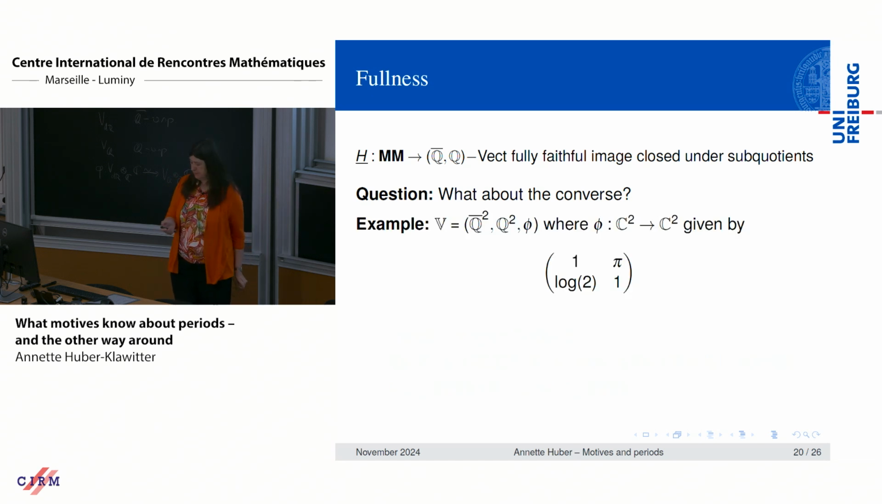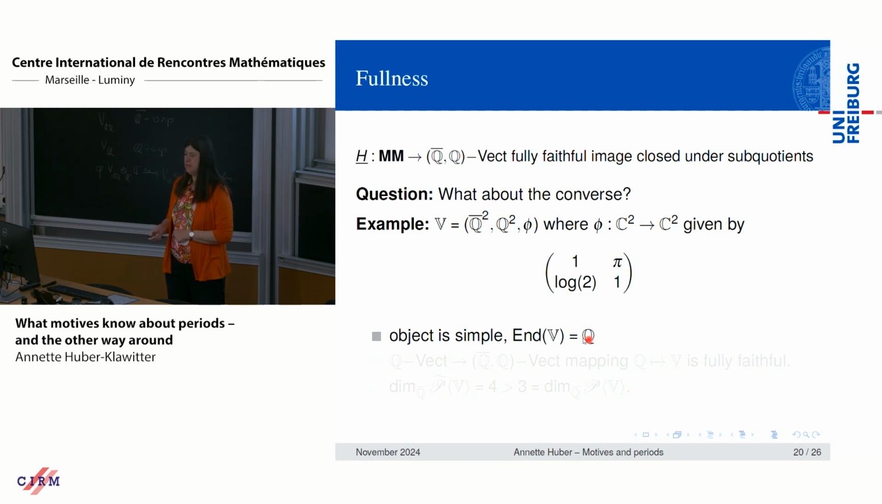Let's look at the example. So here, this is a particular Hodge-de Rham structure. It's a two-dimensional thing, so it has a two-dimensional Q-bar vector space, two-dimensional Q vector space, and then an isomorphism between the complex vector spaces. So I'm giving you a matrix. And this matrix looks bad, and that's why it is bad.